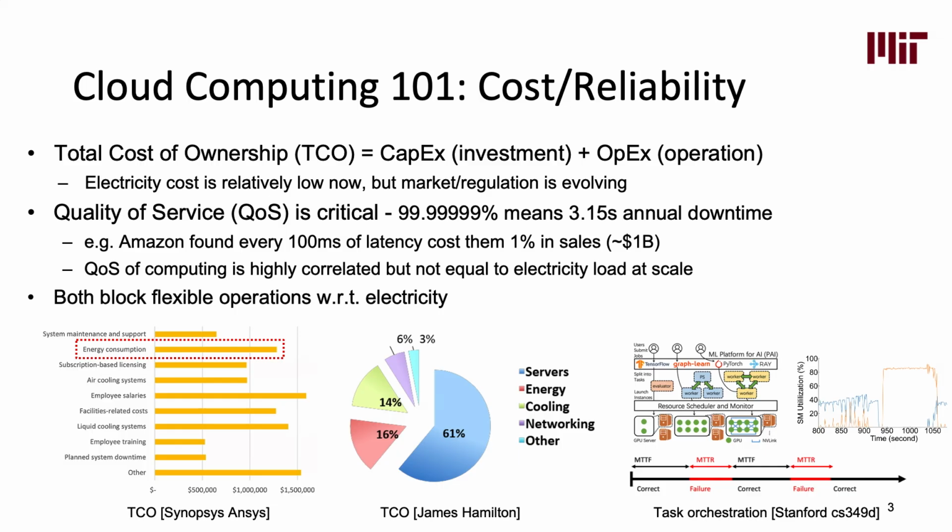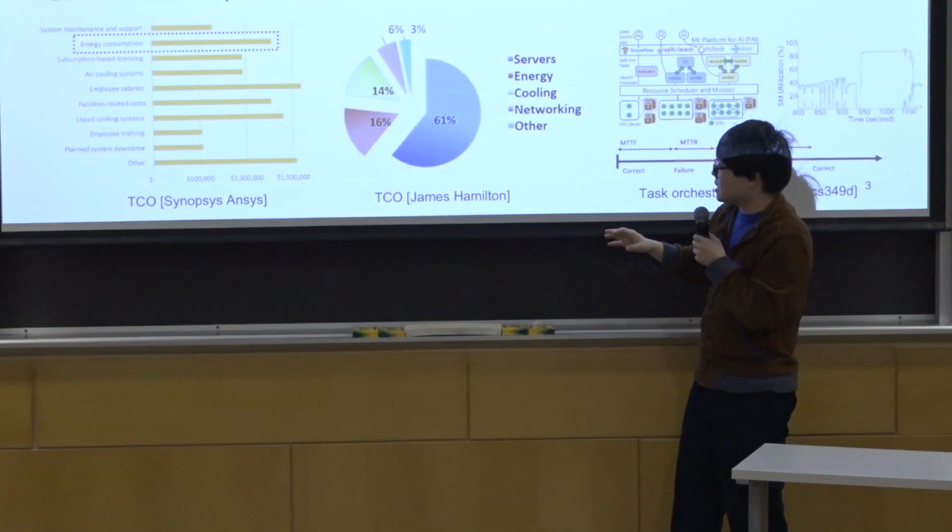There are a bunch of analyses in the past few years that have already studied this. For example, this is the latest one I found, from Synopsys. They have a consulting branch called ANSYS. They analyzed the TCO of data centers these days and found that the electricity consumption is only roughly 10%.